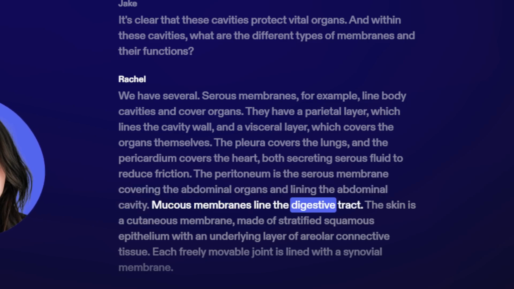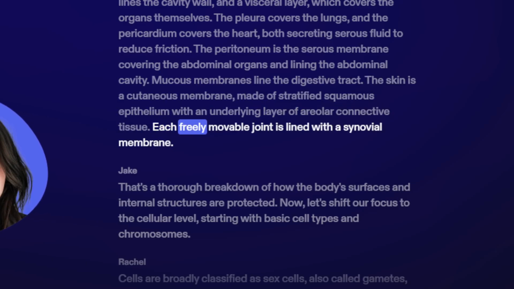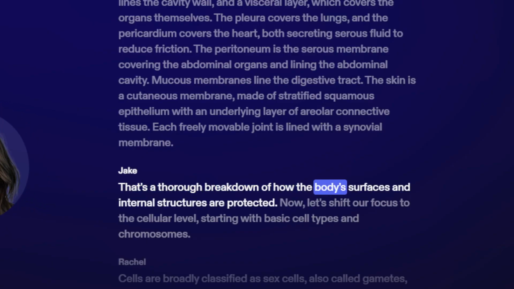Mucous membranes line the digestive tract. The skin is a cutaneous membrane, made of stratified squamous epithelium with an underlying layer of areolar connective tissue. Each freely movable joint is lined with a synovial membrane. That's a thorough breakdown of how the body's surfaces and internal structures are protected.